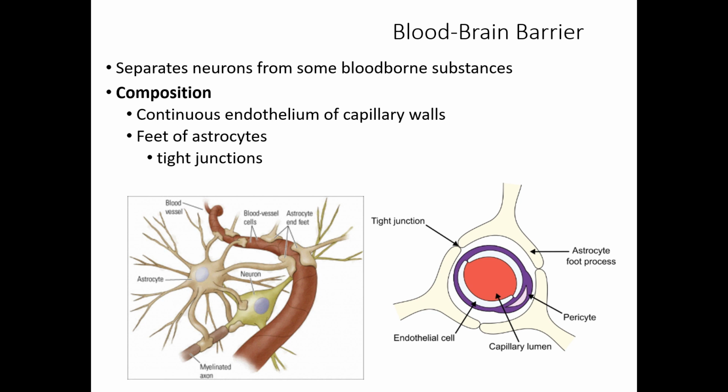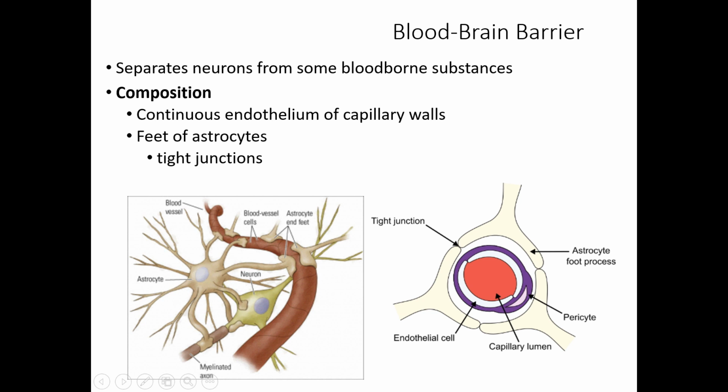Blood-brain barrier. What is blood-brain barrier? It's a special structure that separates blood vessels inside of the brain from the brain cells, neurons. And that separation happens through astrocytes. Astrocytes are glial cells that are connected both to the nervous cells, neurons, brain cells, and to the blood vessels.